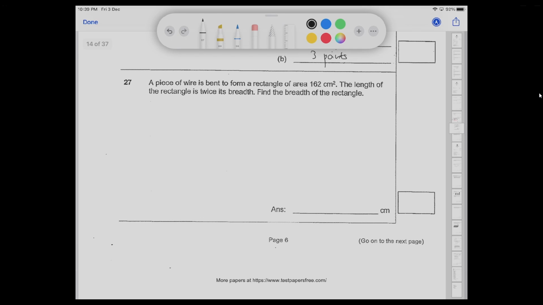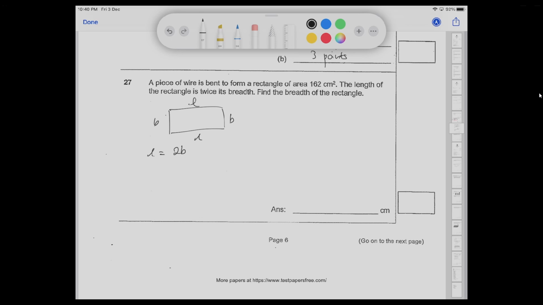A piece of wire is bent to form a rectangle of area 162. The length of the rectangle is twice its breadth. Again, algebra is your friend here. Especially in the PSLE, algebra is really important if you want to do the questions quickly. The model method is great, but it takes so much time. Algebra is pretty much the most efficient way, and you should be very well versed at using it. So L equals 2B. Find the breadth of the rectangle.